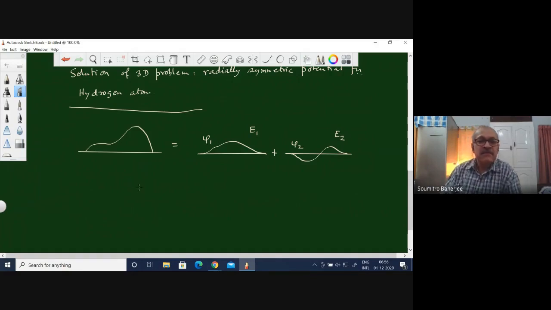Now, the initial condition, psi at 0, was psi 1 plus psi 2. I cannot really write it like this, because even if the strengths are equal, this has to be normalized, so I have to write it as 1 by root 2 of this. That means the probability of finding the particle in this state and the probability of finding it in the other state are the same, and they are 1 by root 2 squared, which is half.